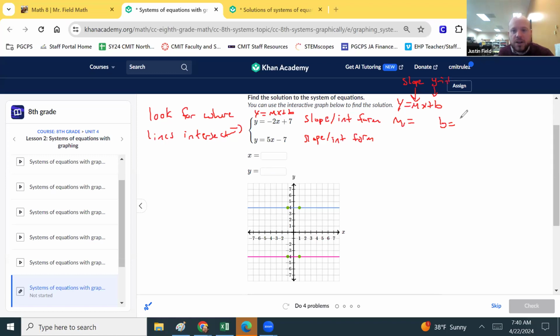B is 7, and the slope is negative 2. So I put a point at 7, and I know that is rise over run, but I'm going to go down and right. Down is down, and right is right. So I'd go down 2 and right 1, and that is my line right there. I'm going to graph it on the computer, but I'm just showing you.